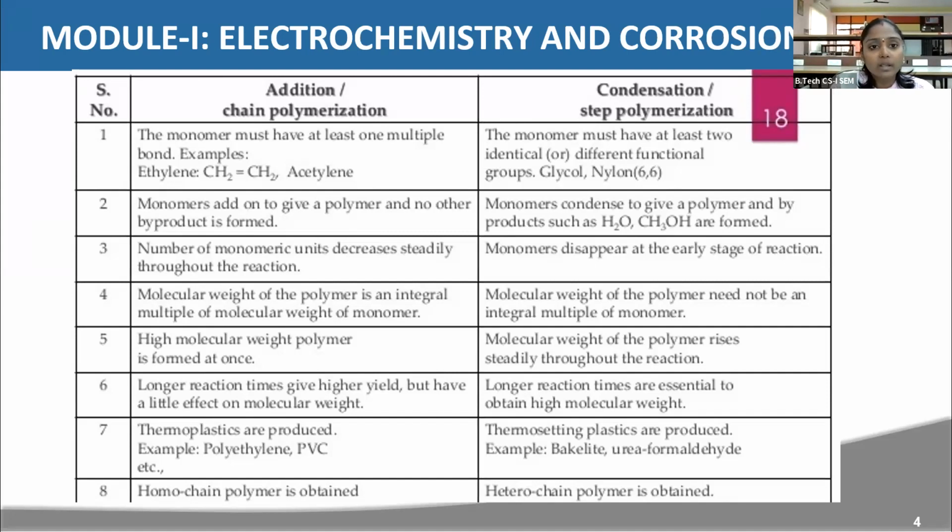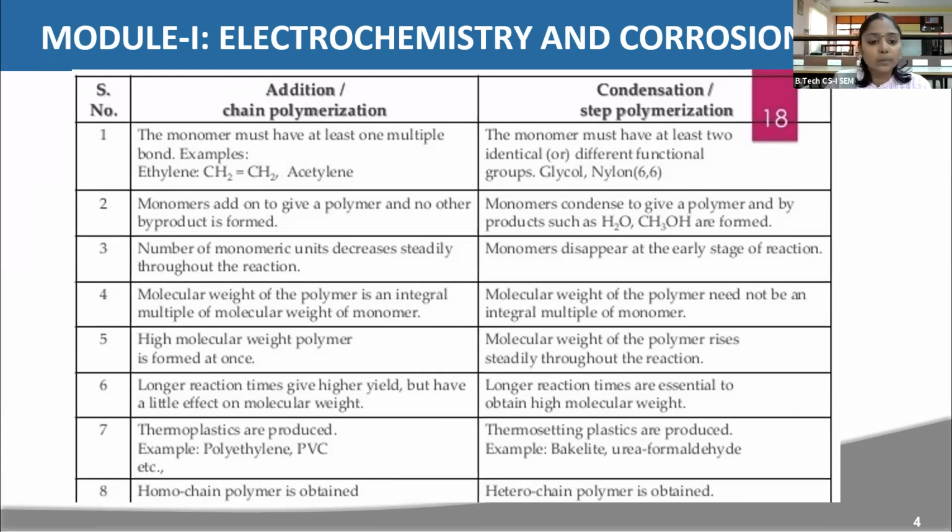If addition or chain polymerization takes more time, it has an effect on the molecular weight. By chance, it may get a lower molecular weight. That's why it maintains perfectly. Longer reaction times are essential to obtain high molecular weight, so in condensation polymerization it is needed to maintain a longer reaction. But in addition or chain polymerization, it is not needed.